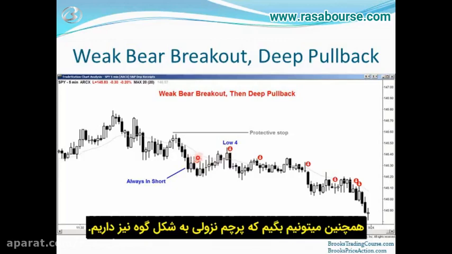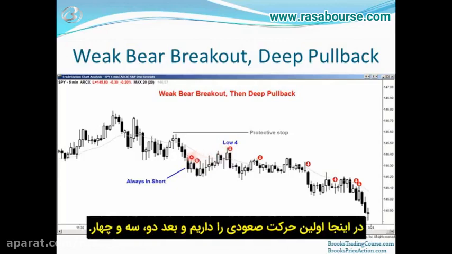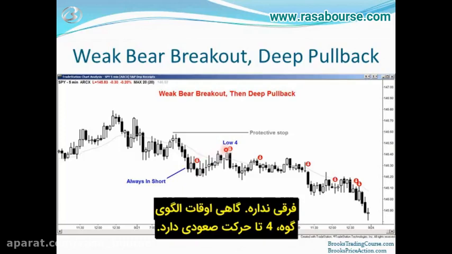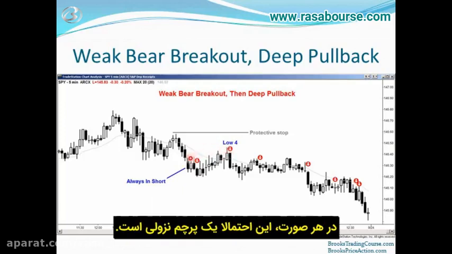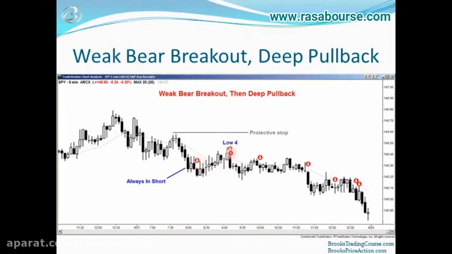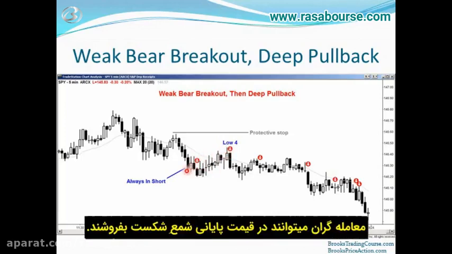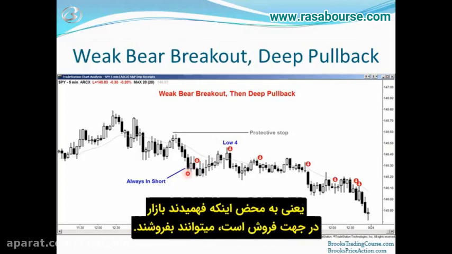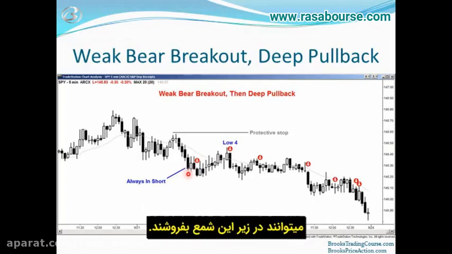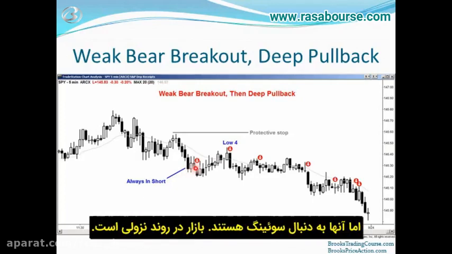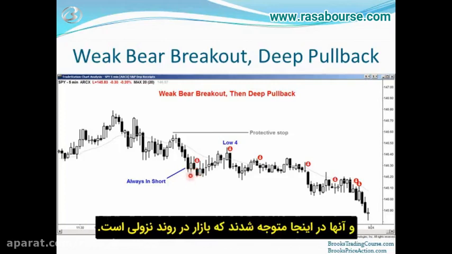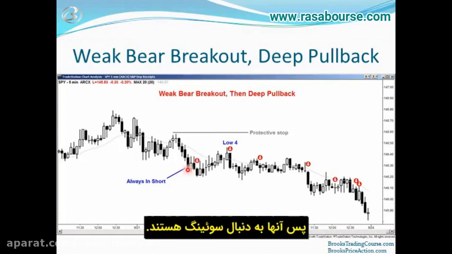You can also argue wedge bear flag, push up here, and then 2, 3, 4. Doesn't matter, sometimes wedges have 4 pushes. In any case, this is probably going to be a bear flag. Traders could short, as I said, the close of the breakout bar. As soon as they decided it was always in short, they could sell there. They could sell below this bear bar. But they're looking for a swing. The market's in a bear trend, and they just decided at this moment that it's in a bear trend. So they're looking for a swing.